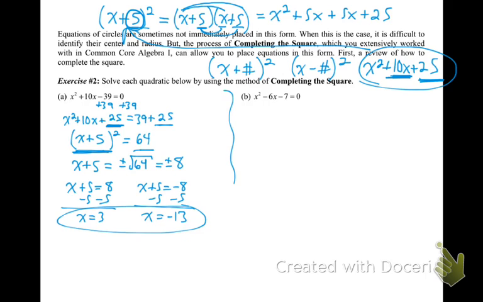So what I want you to do now is pause the video and take a moment to try letter B on your own, and then I'm going to walk through it with you. So pause the video now and try letter B on your own.